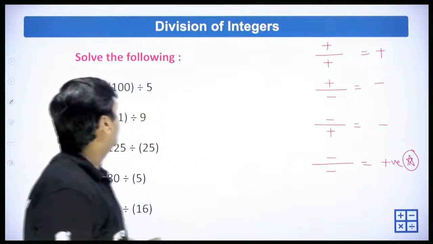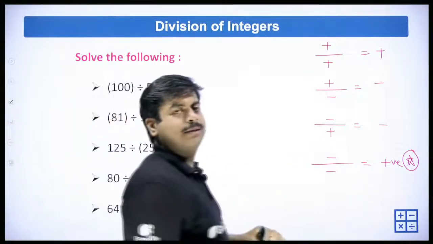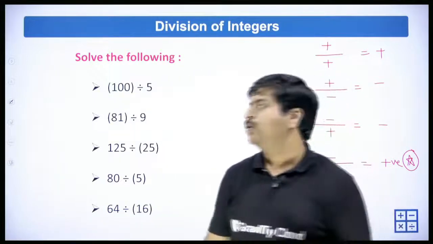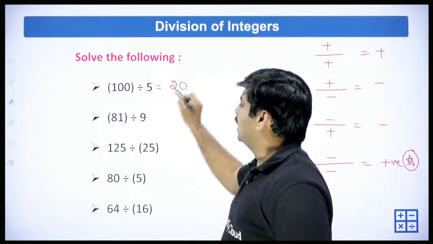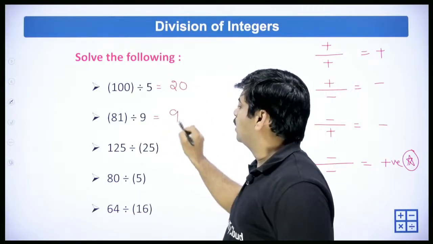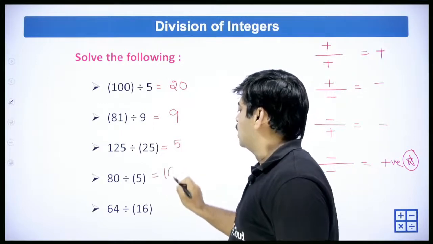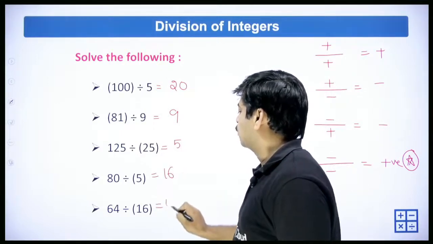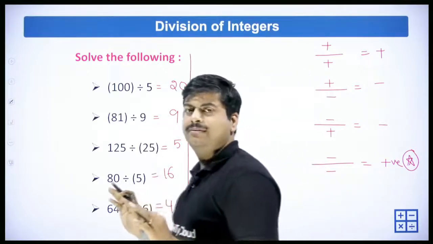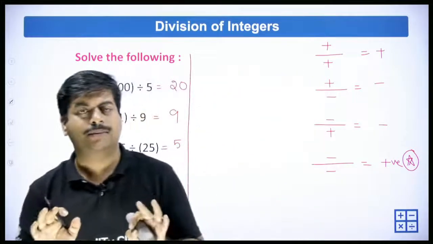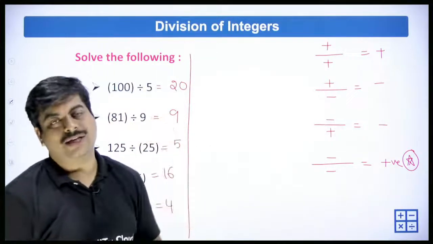Okay, the next one, 100 divided by 5. These are all general positive numbers. What is 100 divided by 5? 20. 81 divided by 9 is 9. 125 by 25 is 5. 80 by 5 is 16. 64 by 16 is equal to 4. All these calculations are easy, just straightforward positive numbers. But now we need to discuss negative values also, correct?